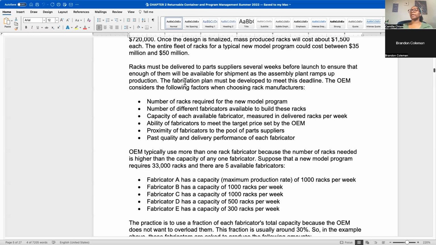So I hope that explains how they fill up the supply chain, the loop for returnables. Do you have any questions, Brandon?